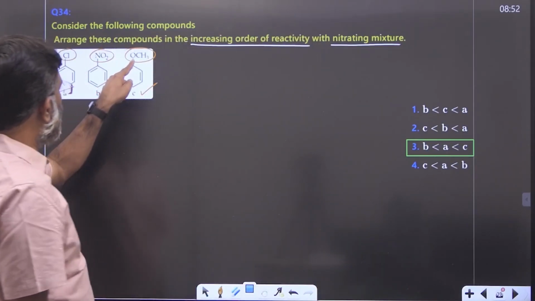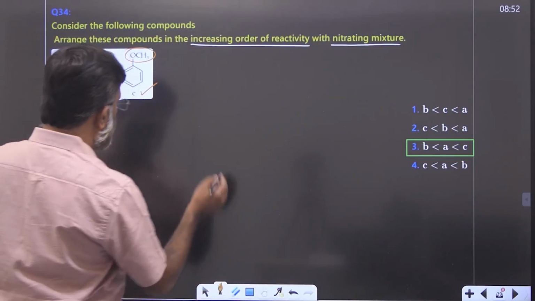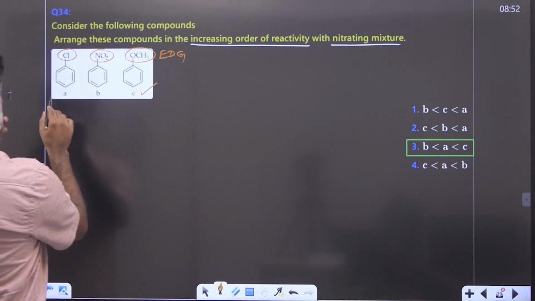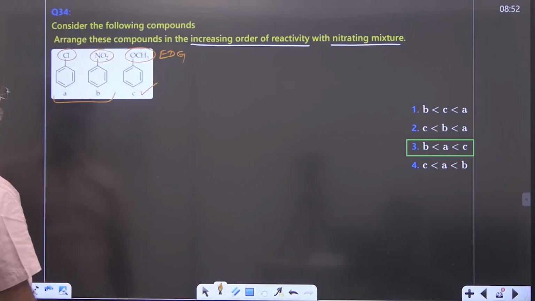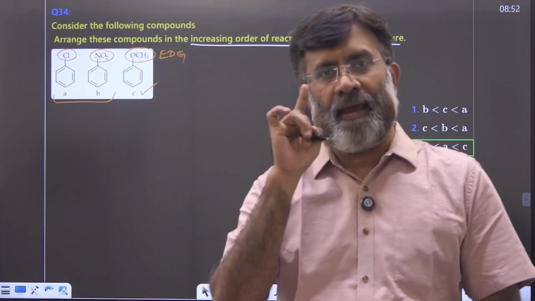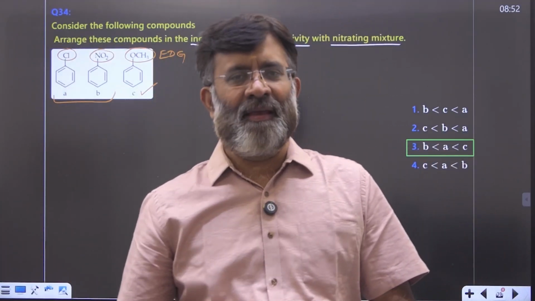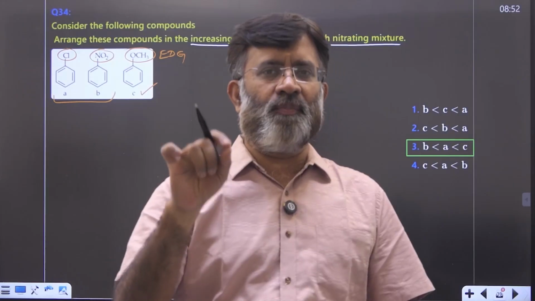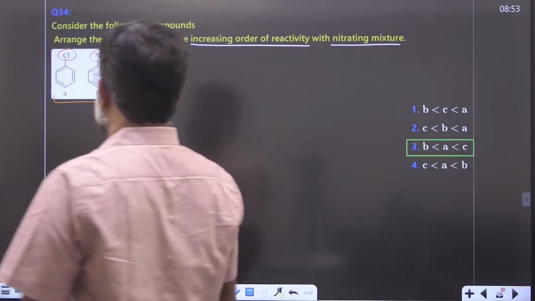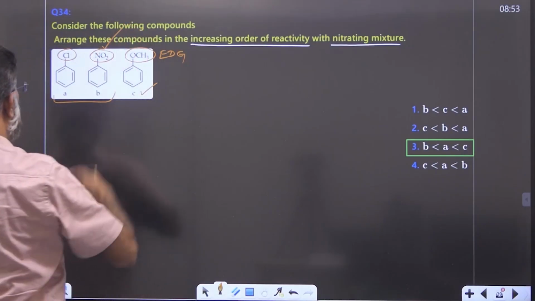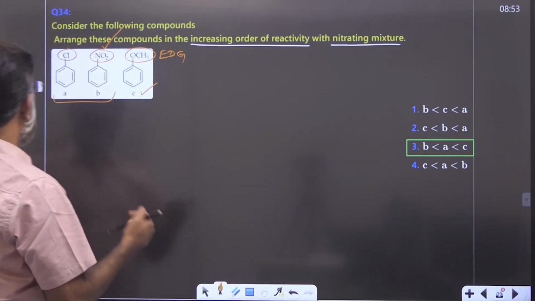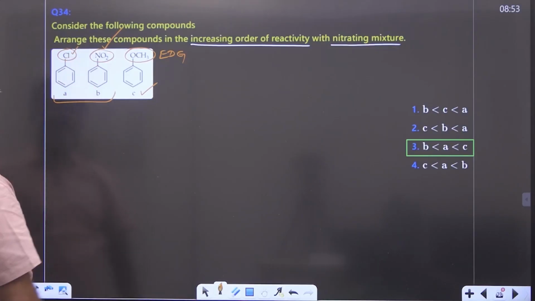Yes. This is an electron donating group. OCH3 is an electron donating group and the other two are electron withdrawing groups. Presence of an electron donating group activates the ring. Presence of an electron withdrawing group deactivates the ring. And I am sure all of you know that NO2 is a powerful deactivating group. So that should be minimum. And chlorine is slightly deactivating.